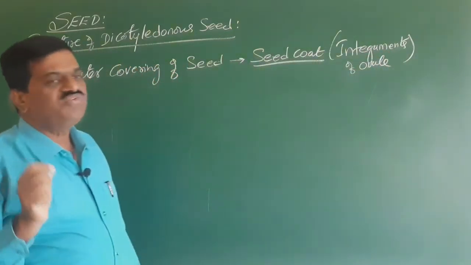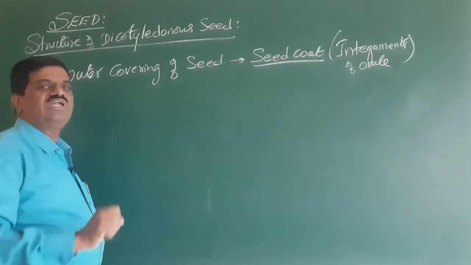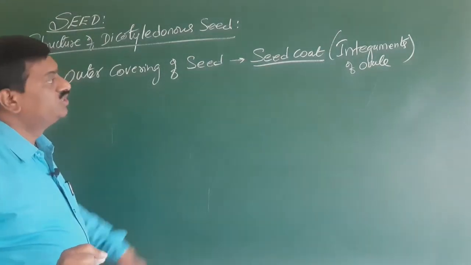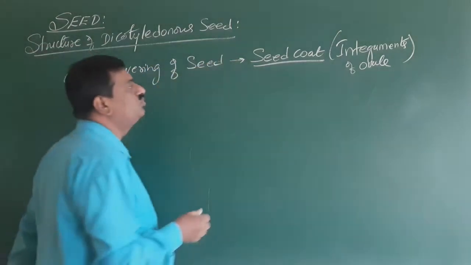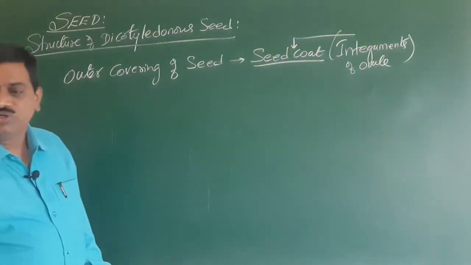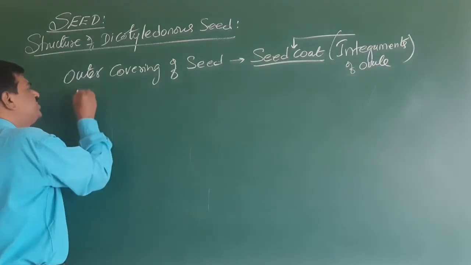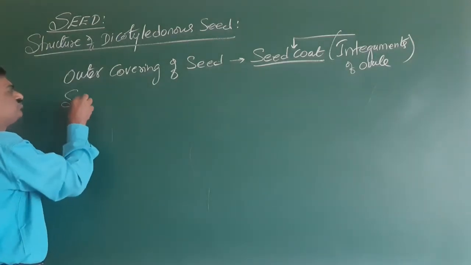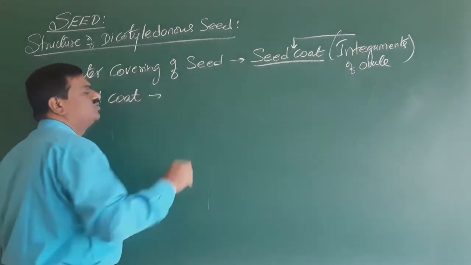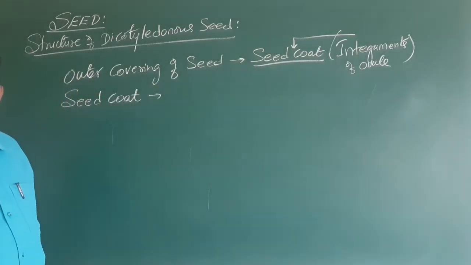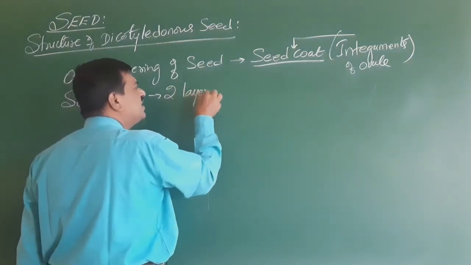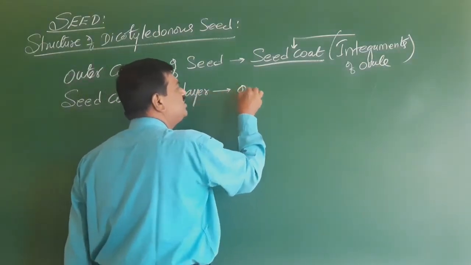So at the time of fertilization, once the fertilization is over and the male gamete and female gamete are fused, the integuments of the ovule give rise to the seed coat. The seed coat is of two layers.